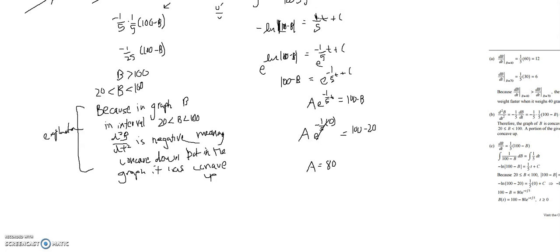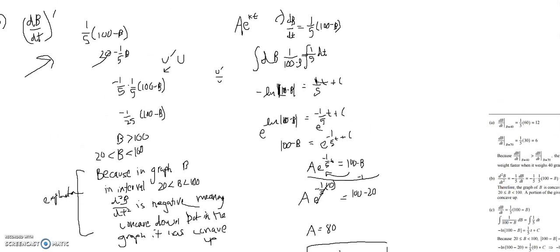So now we just plug this back in. It'd be 80 e to the negative 1/5 t plus 100 equals B. This is just going through this, subtracting to the other side, and then dividing by this negative 1. So this is the equation given by the separation.